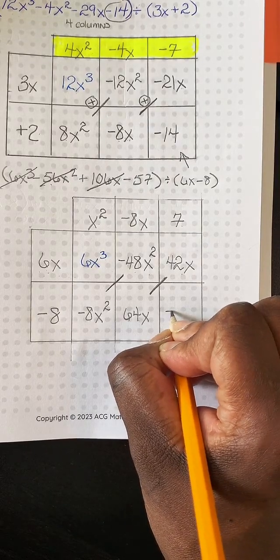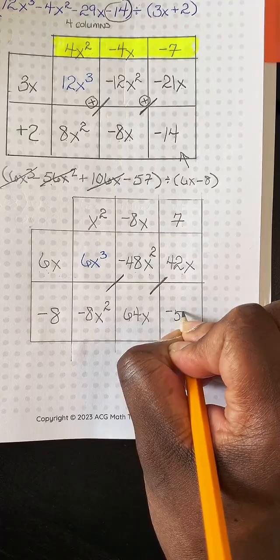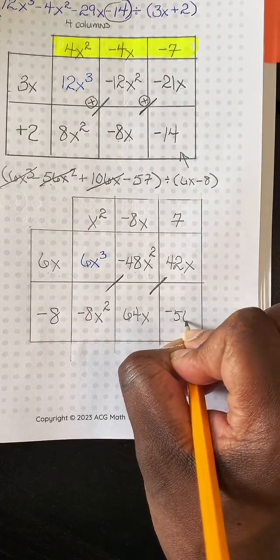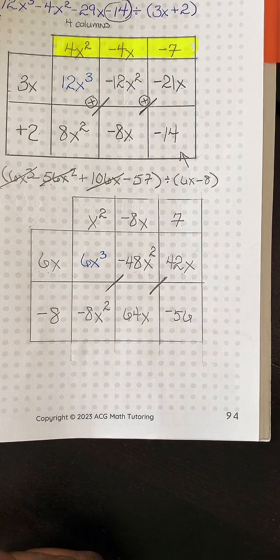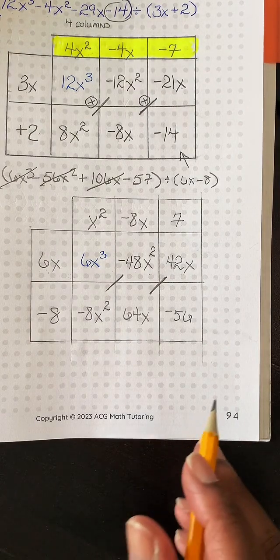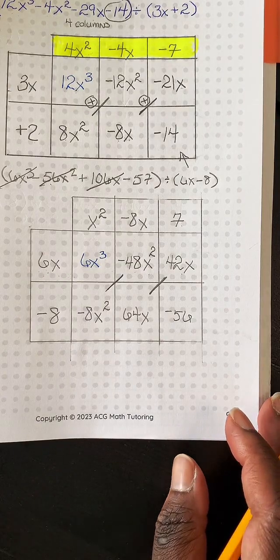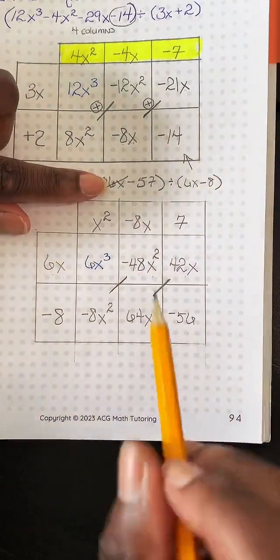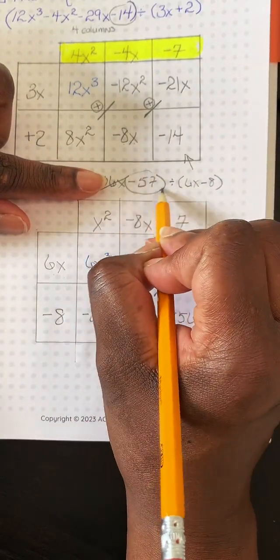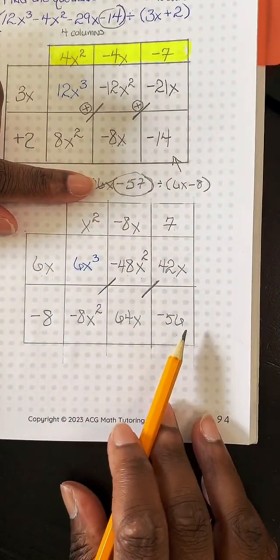So we got our negative 56. Not quite 57, but 56. All right. Now, here's the thing. We always said that this spot should equal this last term. But it's not.